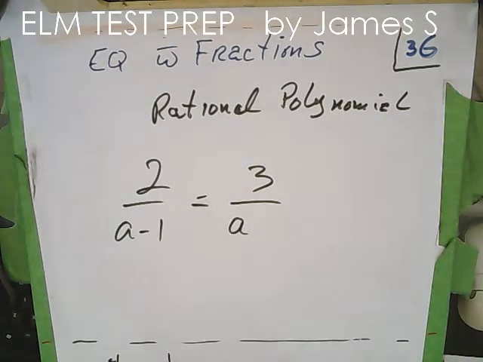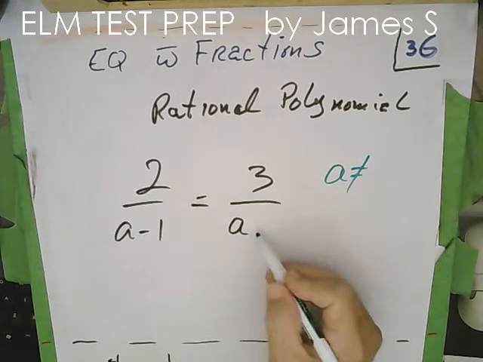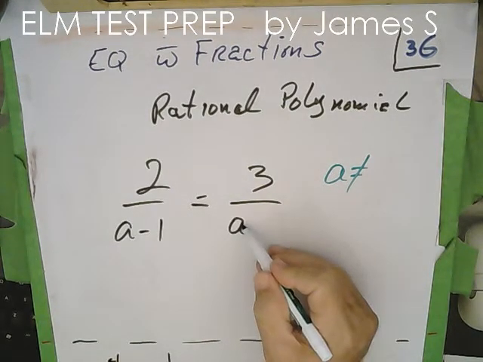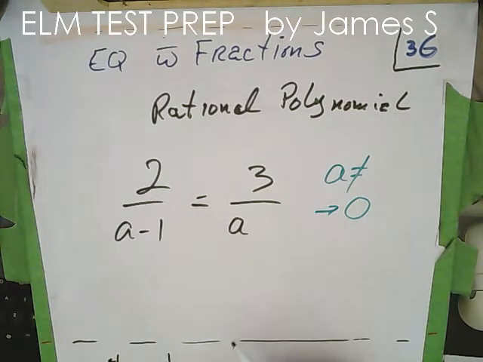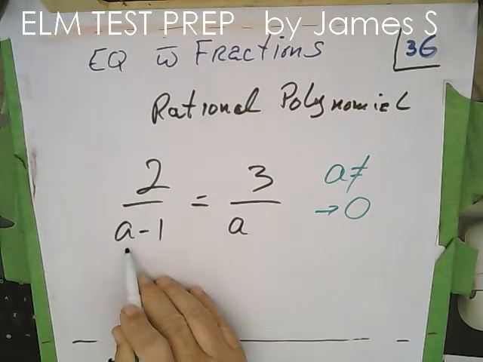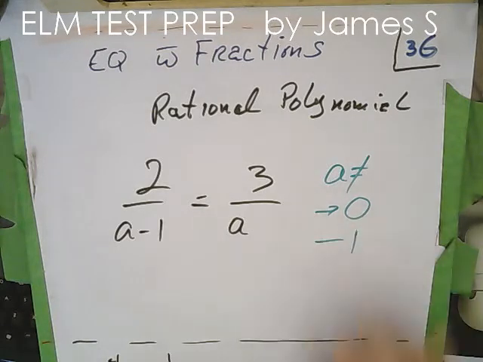Alright, so let's look at something a little more complicated. Let's look at our denominator first of all. a cannot equal 0, because if I put 0 in for a, I'd be dividing by 0. And if a were 1 here, 1 minus 1 would be 0, so a cannot equal 1. If those two answers were in my group of answers, I would throw them out, because they both cause division by 0.